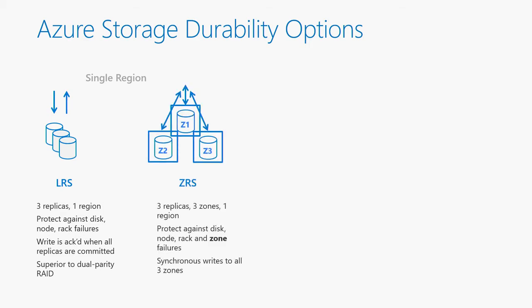Another single region replication option is zone redundant storage. This takes advantage of availability zones within Azure. So your data is stored within a single region, but in 3 different availability zones. So these availability zones have different power, cooling, and networking. So if any one zone goes down, your data is still available, and your applications see no downtime.